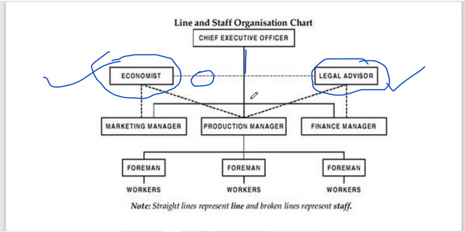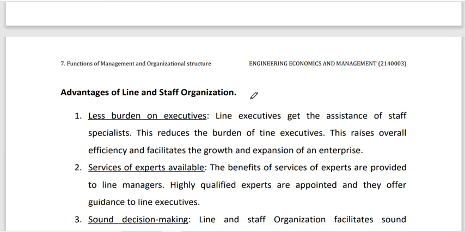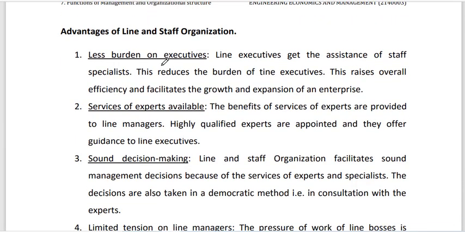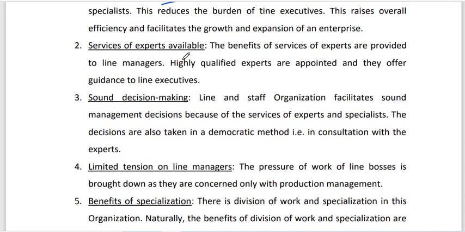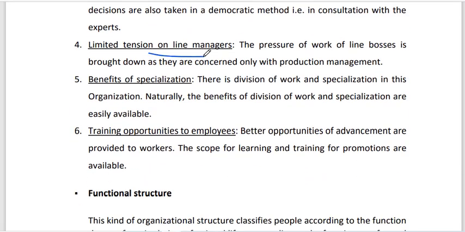Line and staff works in a large organization or company. Its advantages: there is less burden on executives, because specialists and experts are there, so the owner and executives have less burden. The service of experts is available. Decisions are sound because there is an expert specialist for that particular department. There is limited tension on the line manager, because experts take down the pressure on the main manager.